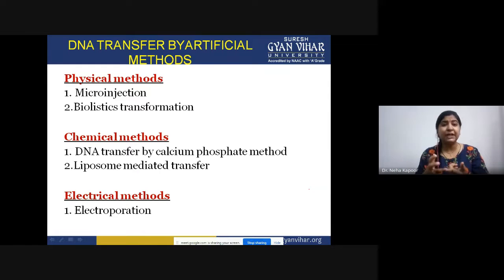There are physical, chemical, and electrical methods. In case of physical methods, it can be microinjection, biolistic transformation method. In case of chemical method, we can use some salts, for example, calcium phosphate method. We can use liposomes also. For electrical method, we can go for electroporation. So all of these methods we would be discussing in our coming lectures also. That is how we can basically transform, and what success has been achieved in carrying out this artificial transformation in the laboratories.